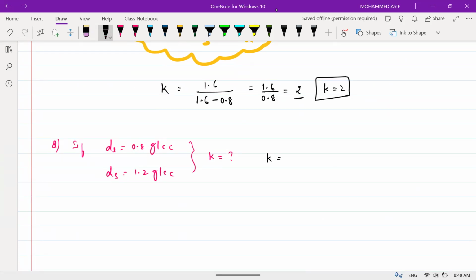K is equal to, what is the formula, beta? Density of solid divided by density of solid minus density of liquid. Density of solid is 1.2. Very good. Divided by 1.2 minus 0.8. Simplify, see how much I'm getting. 3 is the answer.